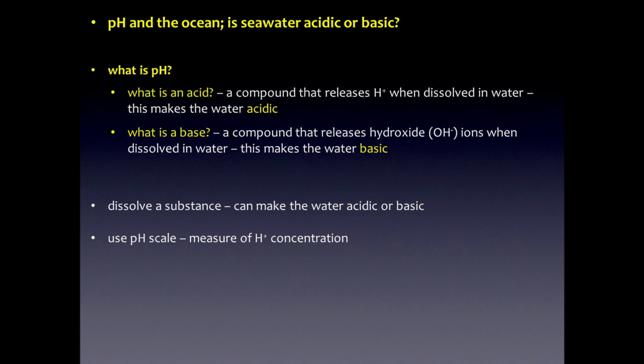So the hydrogen ions have the chemical formula of H+. An acid is a compound that releases hydrogen ions when dissolved in water, and this makes the water acidic. A base is a compound that releases hydroxide, OH negative, ions when it's dissolved in water, and this makes the water basic. So to determine the pH of something, we measure how much of a hydrogen ion is in it.